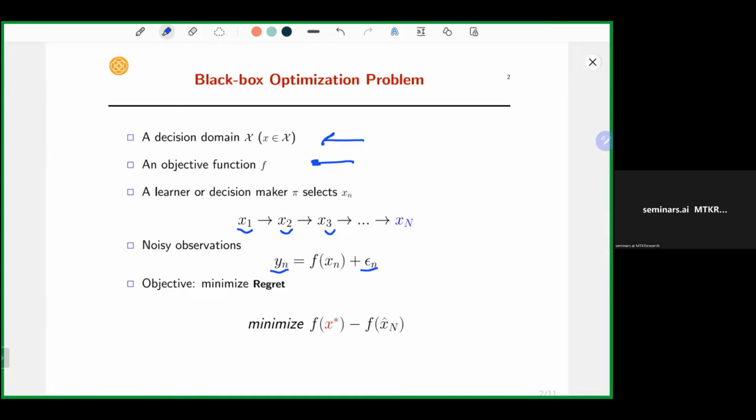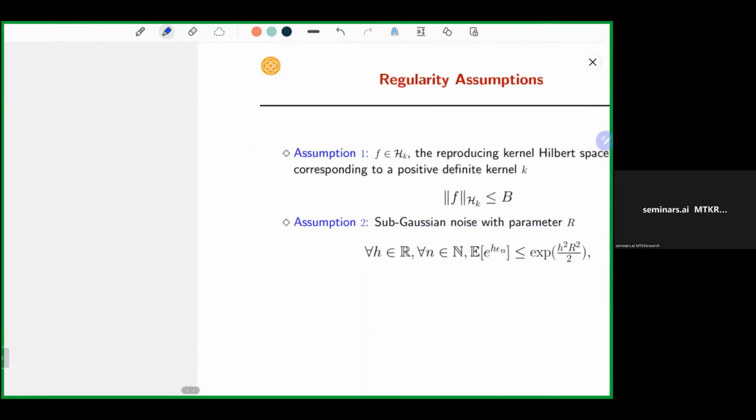And the objective is typically to minimize the regret. That is the difference between the optimum point for f, so this is the maximizer of f, minus a candidate maximizer output by the algorithm. Sometimes the performance of an algorithm is measured in terms of cumulative regret, that is the sum of such terms over this trajectory of observation points from 1 to n. But for this presentation, we focus on simple regret.